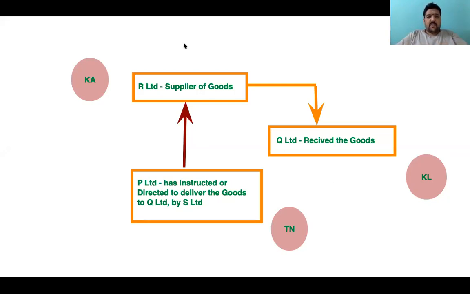If you carefully note, R Limited is billing your P Limited. It's bill to, and this is your ship to. In a bill to ship to transaction, there will always be three people.